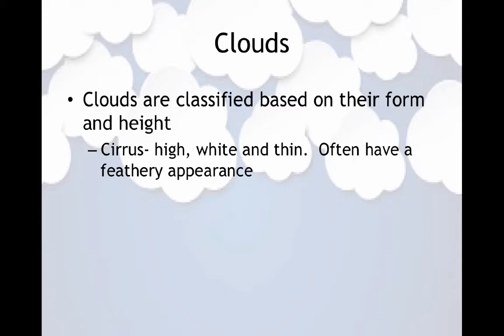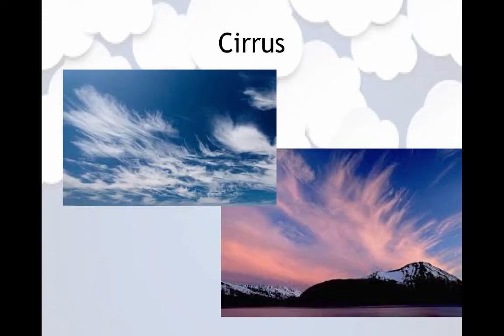First, we have cirrus clouds. Cirrus actually means curl of hair. So these are high, white, and thin, and they also often have a feathery or curly hair appearance. They look delicate. They're wispy fibers. These are all examples of cirrus clouds. Our cirrus clouds are made up of thin, tiny pieces of ice.